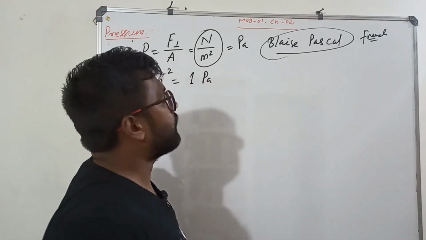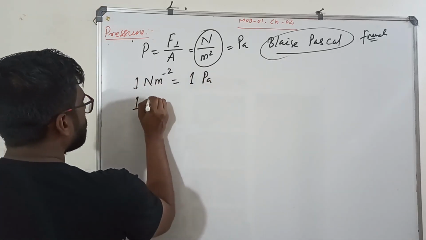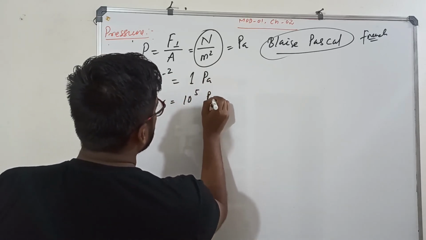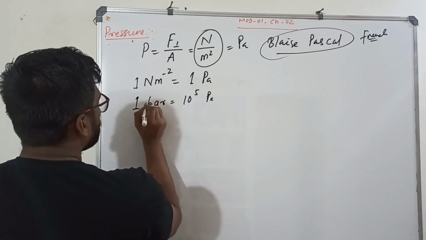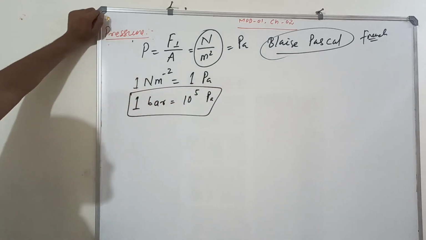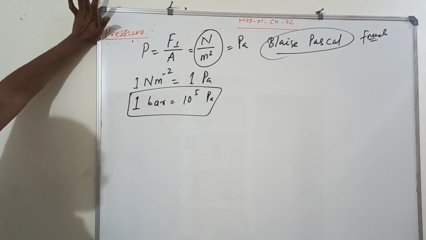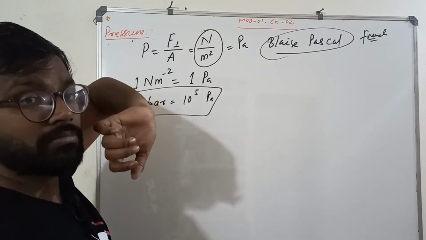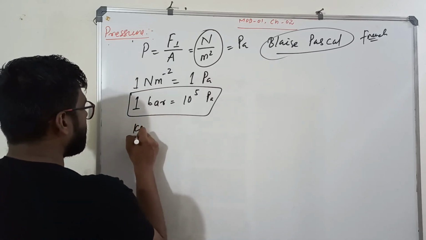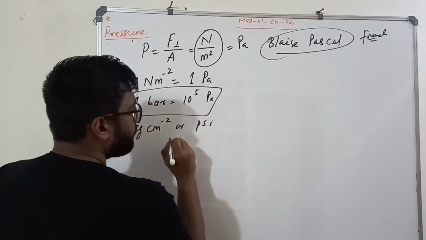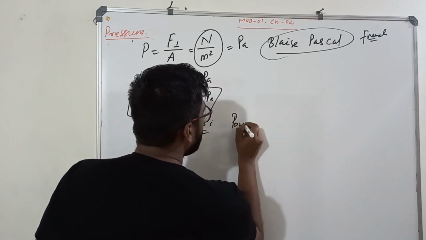Going to a higher unit, we call 1 bar, which is equal to 10 to the power 5 Pascal, with a small b. This is the unit. If someone has work experience, you will know all the pressure measuring devices. Either they will write in kg per centimeter square or psi. What is the full form of psi?